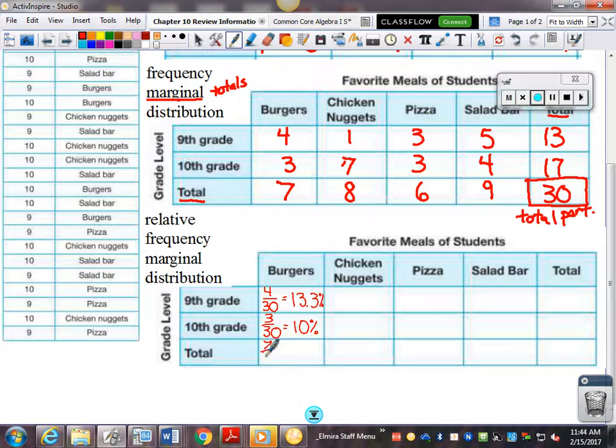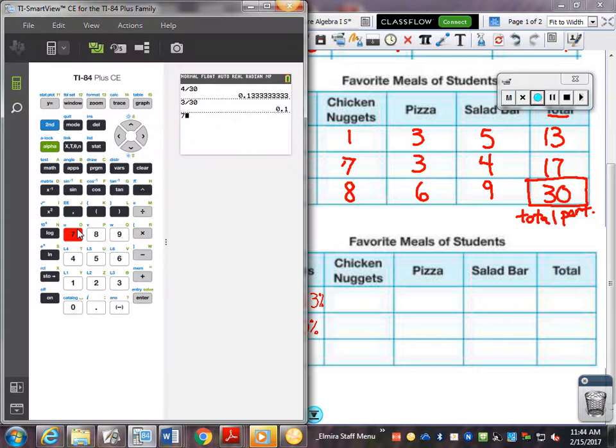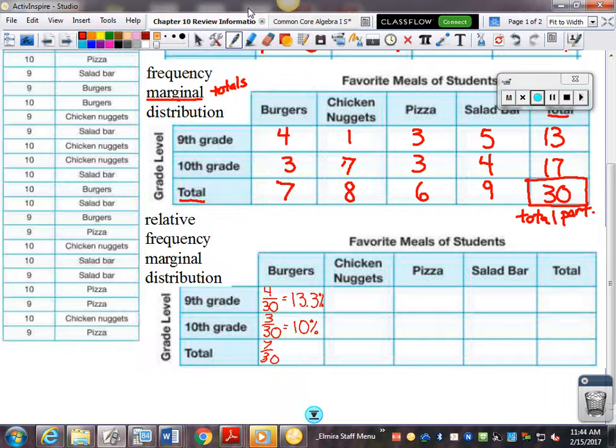7 over 30 would be 23.3%. You'll also notice that 13.3% and 10% add up to 23.3%. And most of the time, that will work out perfect. However, if you end up rounding it all, sometimes you'll be off by a tenth or so.